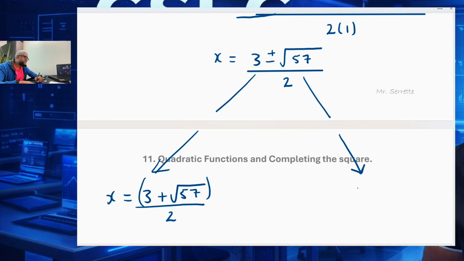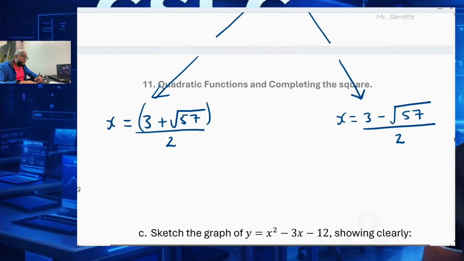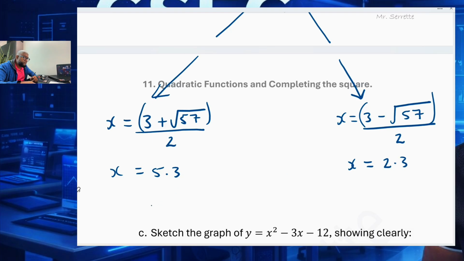Then here, I would have x is equal to 3 minus the square root of 57 all over 2, right? I add on one side and I minus on the next. What you get here: x will be equal to 5.3. Remember, it's one decimal place, my children. And x will be equal to 2.3. So therefore, the roots.